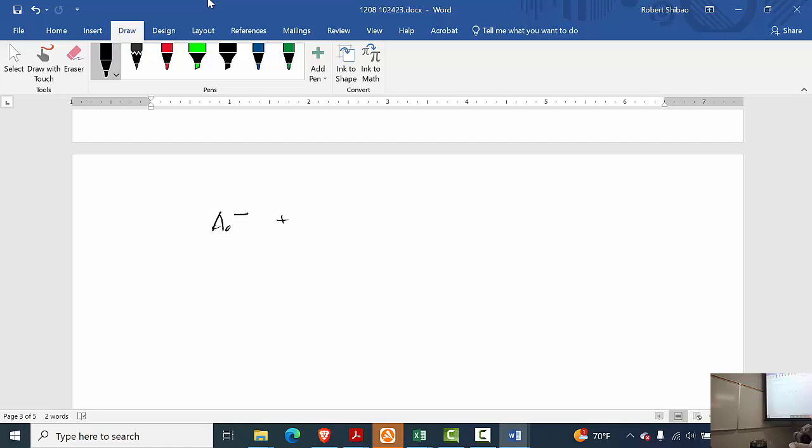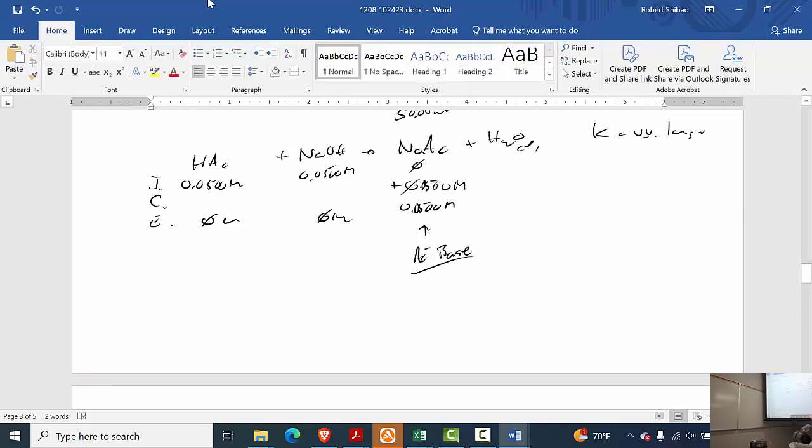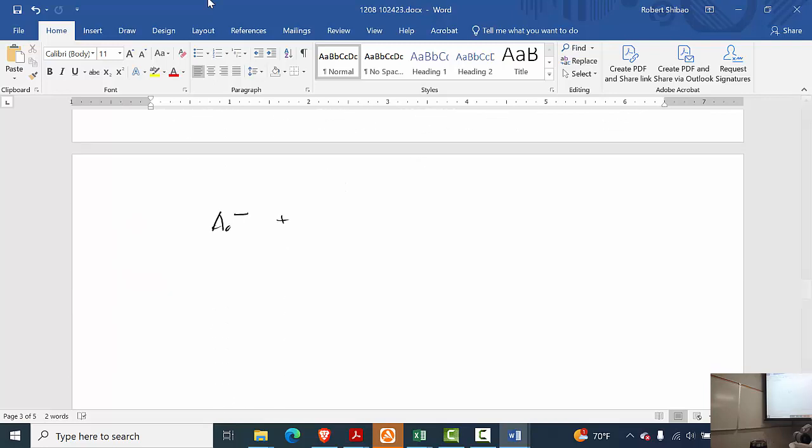There's no more acetic acid left over. Neutralized all of it. There's no more sodium hydroxide left over. Neutralized that. We just have sodium acetate. Sodium ions are neutral, but acetate is a base, and the strongest acid that's present is water. This is Kb.